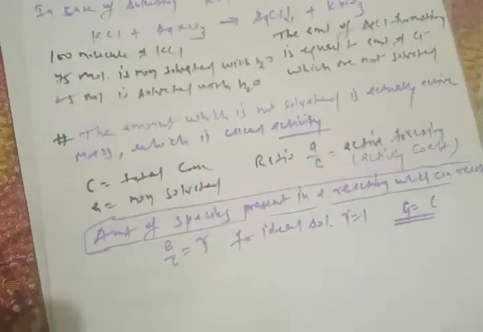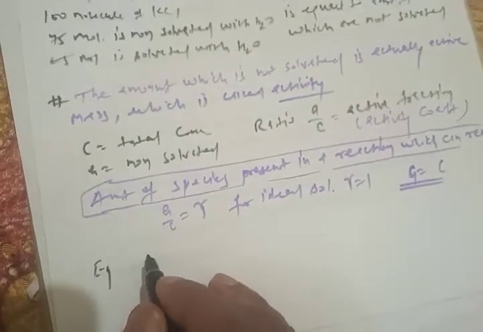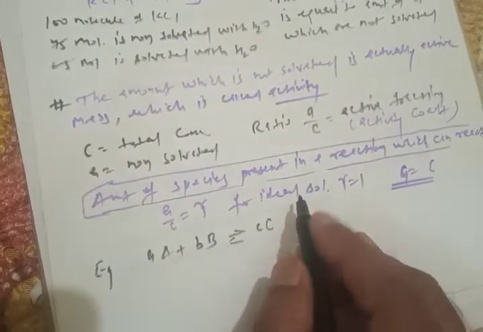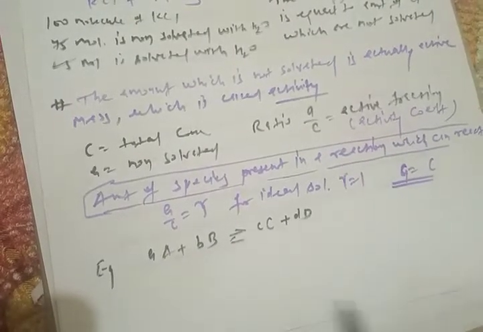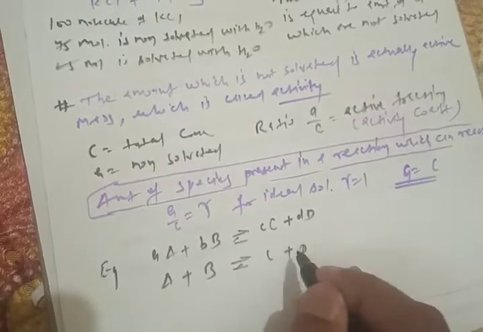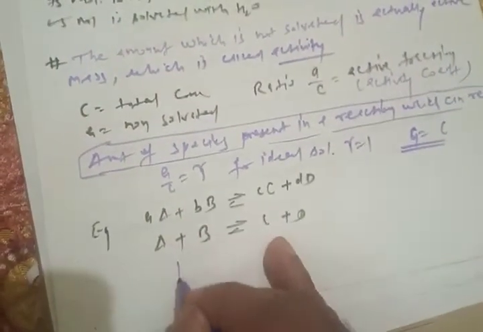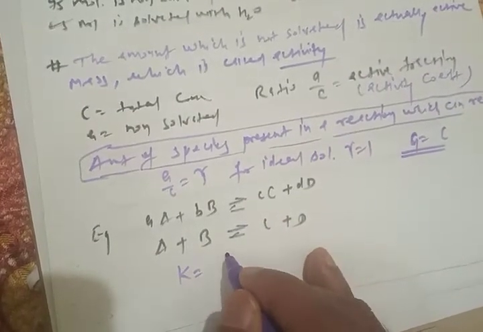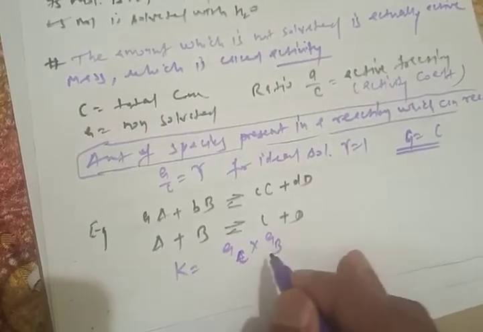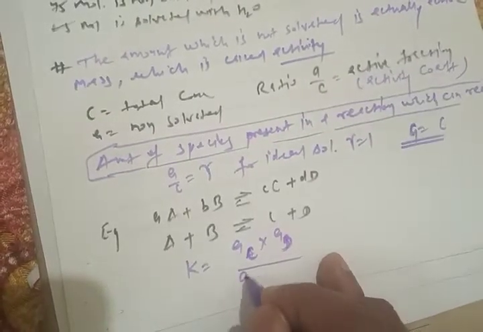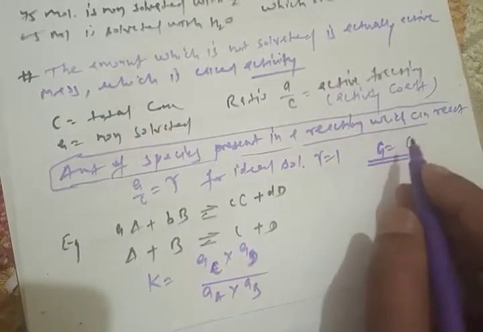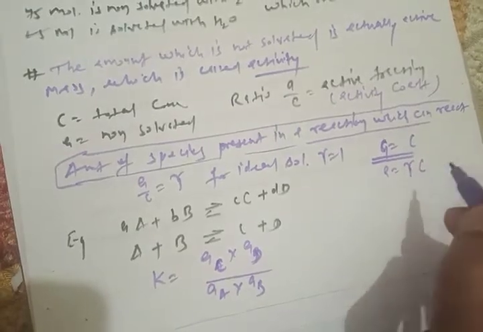Let's take a reaction example. Take A plus B giving C plus D. For the equilibrium, we know the equilibrium constant K is written like this: in terms of activity, K equals a_C into a_D upon a_A into a_B. And we know that activity is gamma times C. Gamma is the activity coefficient, and C you can take in any unit.